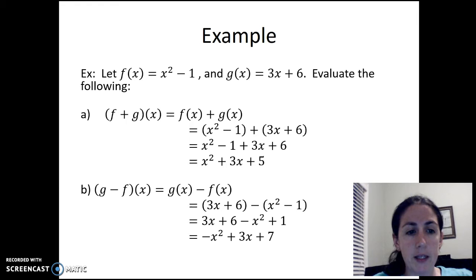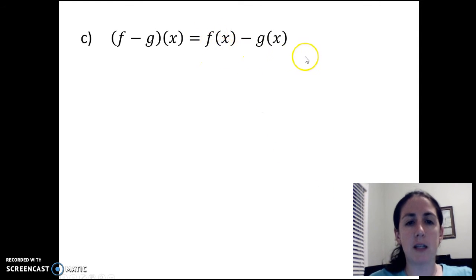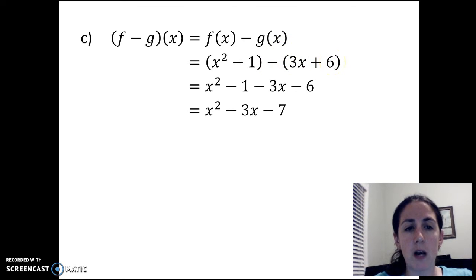Let's do it the other way. Let's do f minus g of x, just so you can see how they really do make a difference which one comes first. So f minus g of x means we'll take our entire f function and subtract off our entire g function. Again, remember to keep your functions in parentheses. Notice you need to distribute that negative. You need to subtract off each of the pieces, the 3x and the 6. Now you can combine like terms for x squared minus 3x minus 7. Notice we get a very different answer than we got when the g came first. So for subtraction, order absolutely matters.